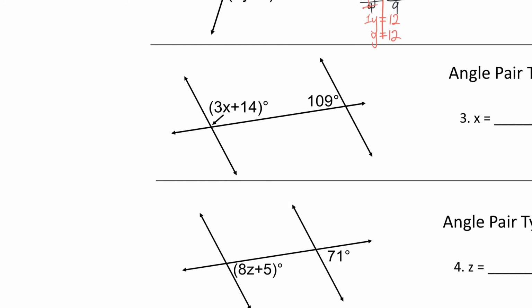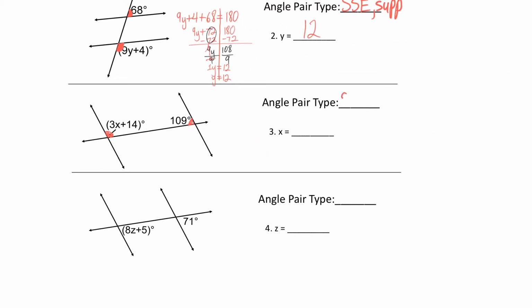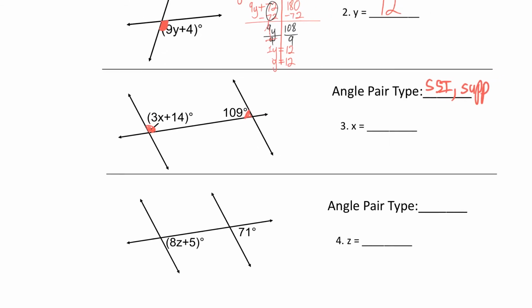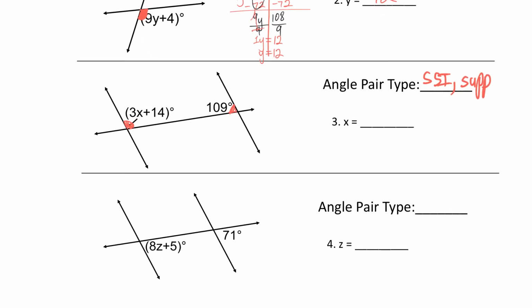Okay, number 3. So this 109-degree angle and then this angle right here, what are these? Okay, they're same side interior. Good. And if the lines are parallel, what do I know about those two angles? They're supplementary. Exactly. So how am I going to set this up? Okay, good.